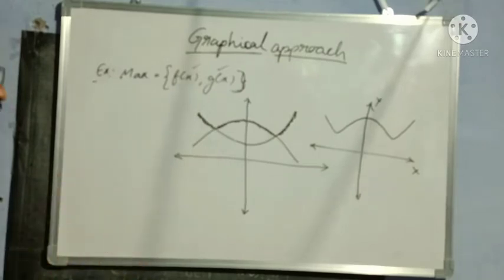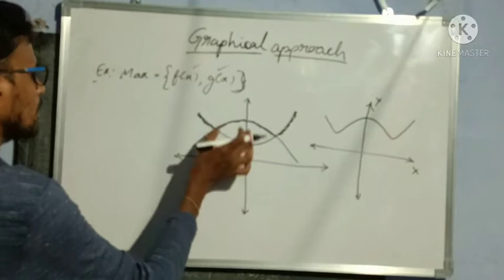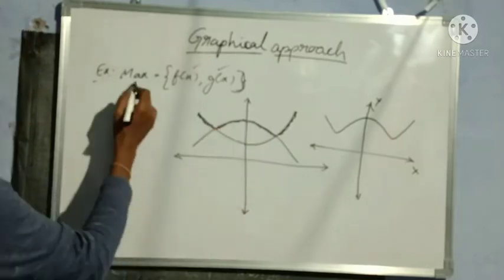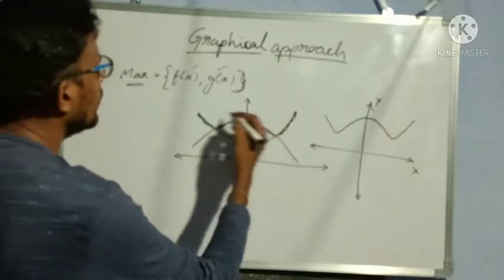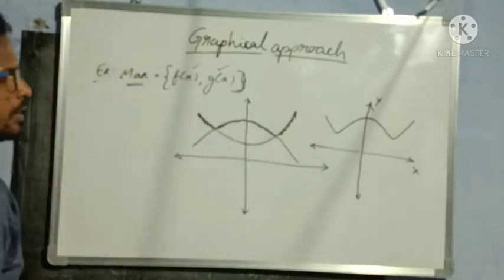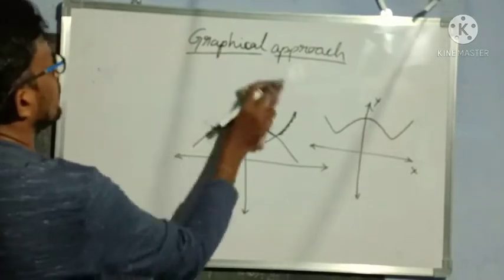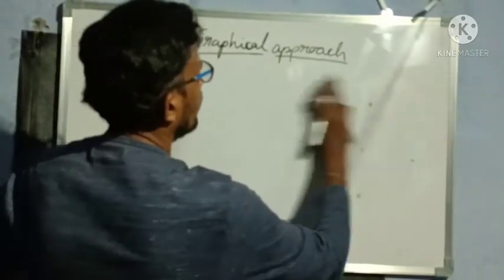I hope everybody understood. So whenever two functions are there in one graph, then for finding the maximum value we need to take only the upside curve, not the downside curve. Understood? This is how to find the maximum value. Next, minimum.